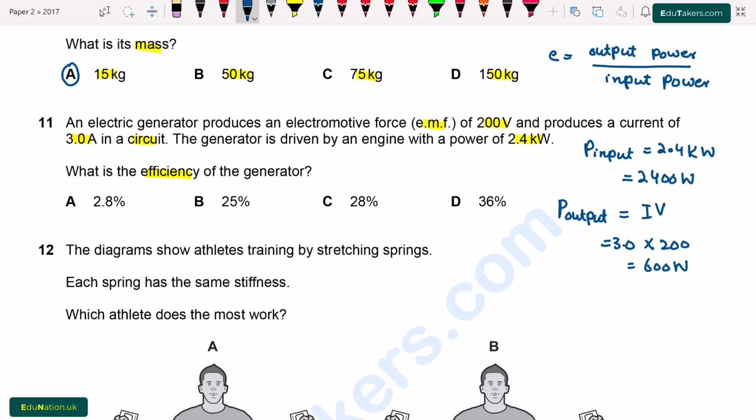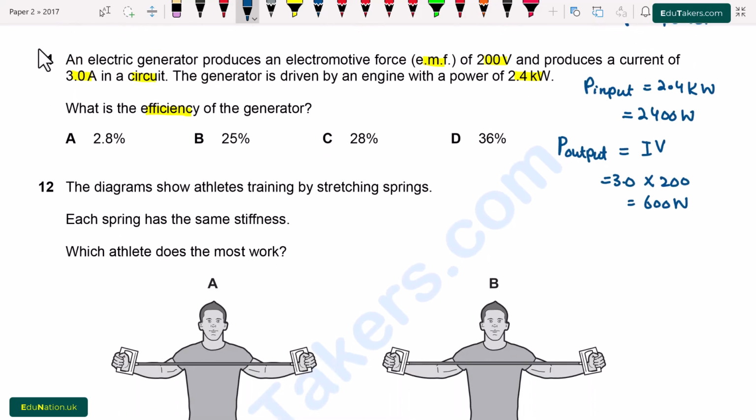Now from here we can easily find out the efficiency. So efficiency will be equal to output power, which is 600, divided by input 2400, multiplied by 100, because we have to find out the percentage efficiency. So this will be equal to 25%. Now we see the options. Option A 2.8%, B 25%, C 28%, D 36%. From here option B is correct.